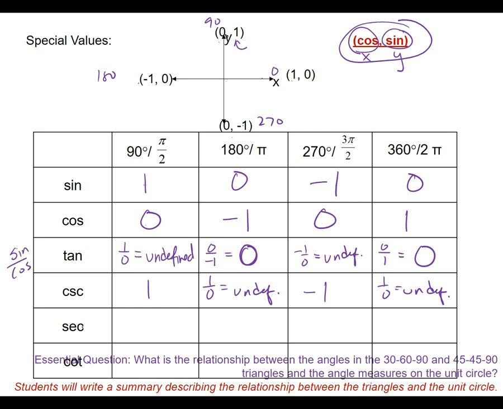All right. Secant. It is the reciprocal of what? Cosine. Good. So now we're going to do the reciprocal of 0 and we get what? Undefined. Good. What's the reciprocal of -1? Good. Do I really need to write down 1 divided by 0 again? What are we going to get for this one? Undefined again. Okay. What's the reciprocal of 1?